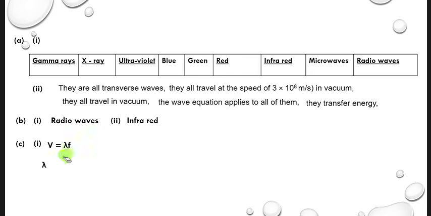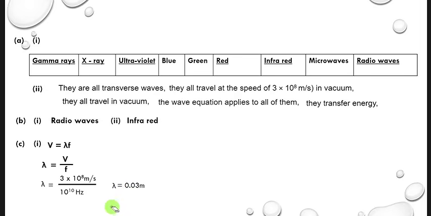So they want this wavelength. So the formula for wavelength now will be velocity divided by frequency. Then we'll get velocity. We were told it is 3 times 10 to the power 8. Then frequency we were told 10 to power 10. Then when you divide, you find that it is 0.03 meters as the wavelength.